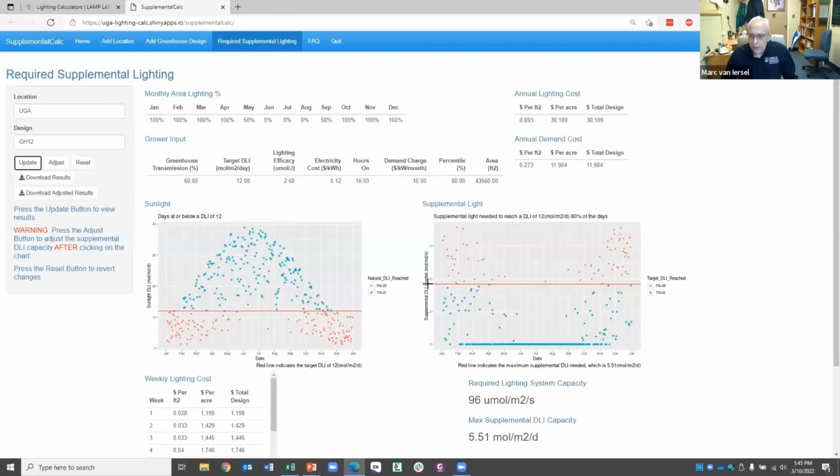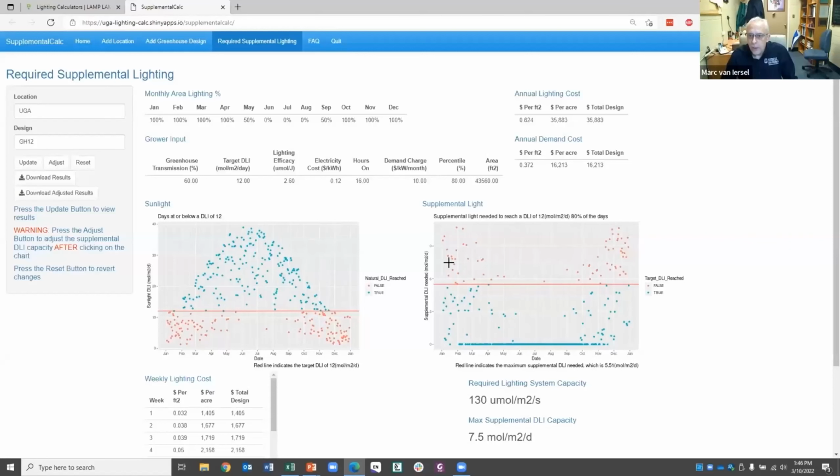And so the data points that you see above this red line in the graph, those are days that you are not going to reach your target daily light integral. So you're going to have a shortfall 20% of the days of the year. This graph is actually interactive. So if I click in here, I can adjust the capacity of the supplemental lighting system.